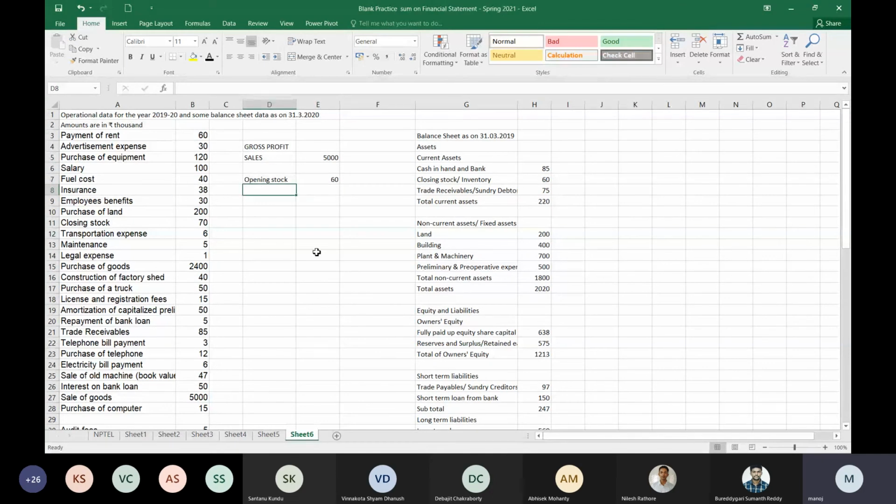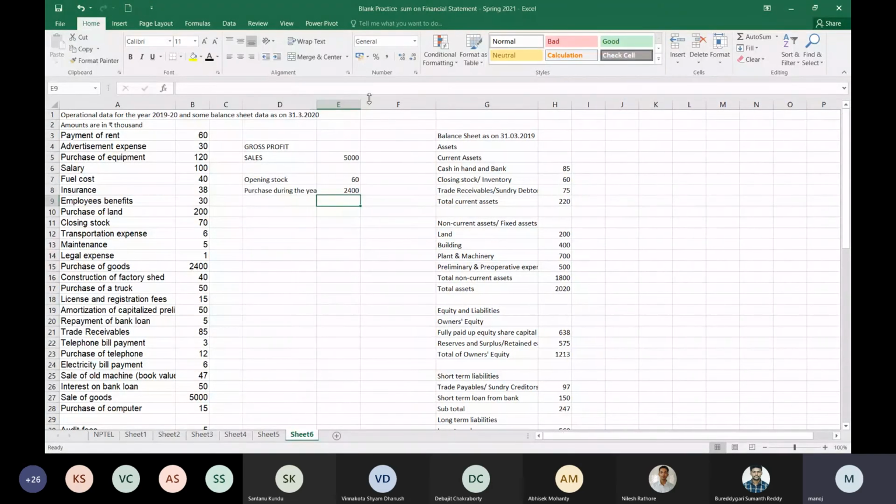Now you started the business on the 1st of April with the opening stock. Now you have purchased much stock during the year. So you write purchase during the year. How much did you purchase? You just pick up the data from here. Purchase of goods is here. So 24,000 comes straight.